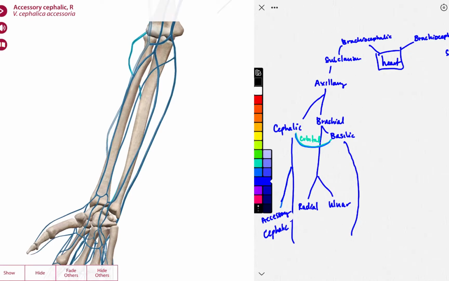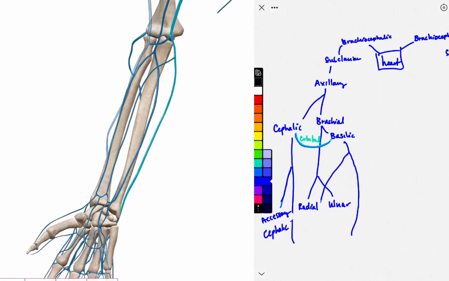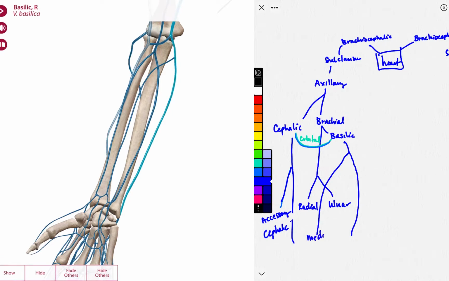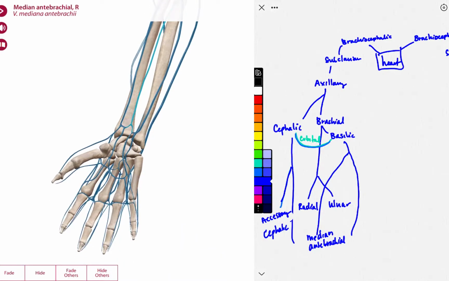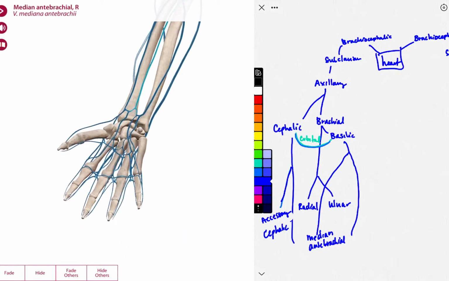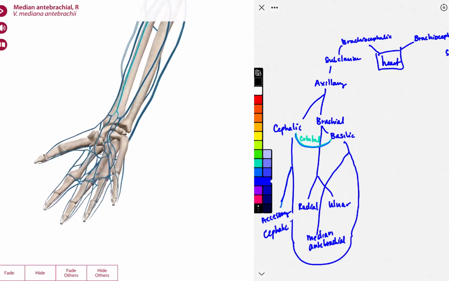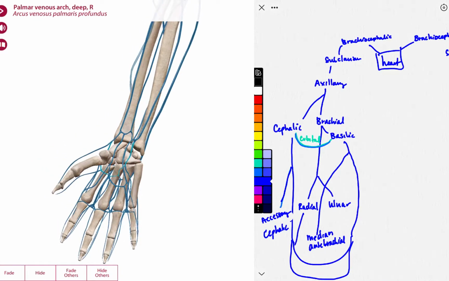And that basilic has a branch as well, because it just can't be easy, can it? And the branch on the basilic is interesting. It goes through the middle of the arm, and it's called the median antebrachial. Median because it goes through the middle of the arm, antebrachial because it's the forearm, basically is what antebrachial means. All right, and then just once again, like you saw before, we have a deep and a superficial palmar arch. So we have a palmar venous arch that's superficial, and we have a deep palmar or a deep venous arch on the palm.